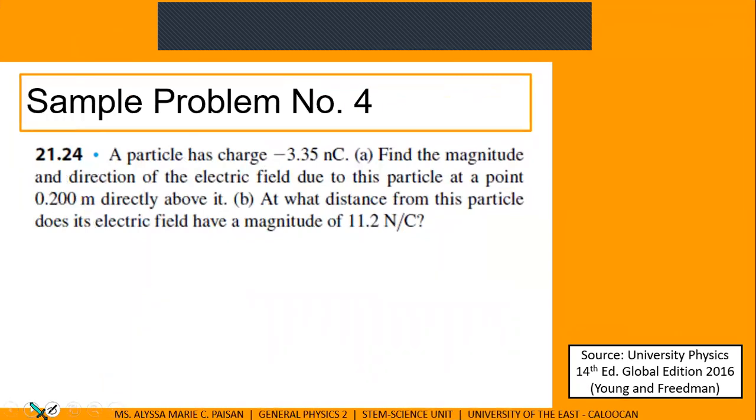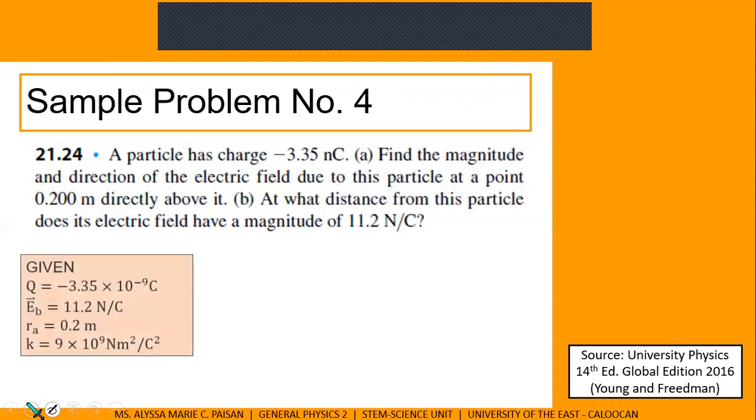Now let's have sample problem number 4, which is from University Physics, 14th edition, Global Edition 2016 by Young and Friedman. Okay, ayan. Sabi dito, a particle has charge negative 3.35 nanocoulomb. Letter A, find the magnitude and direction of the electric field due to this particle at a point 0.2 meters directly above it. At what distance from this particle does its electric field have a magnitude of 11.2 Newton per Coulomb? No? Ayan. So, first, let's have the given.